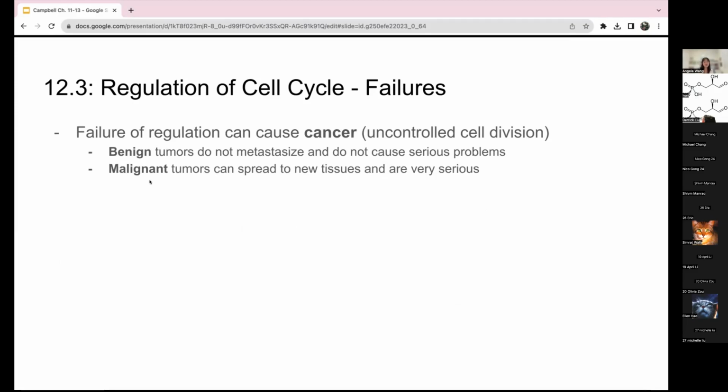Well, all cancer is bad, but benign cancers are not as bad as malignant cancers, since these cancers will not move around and they're local, so you can remove them, often with radiation or surgery. On the other hand, malignant tumors are very bad because they can spread to new tissues and are very serious, and then these can actually come up after months or years after initial treatment.